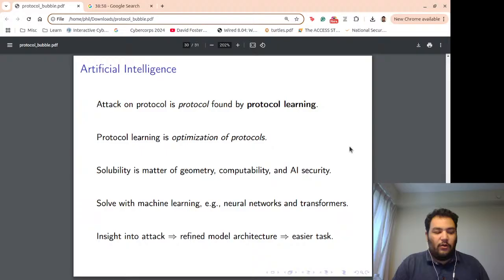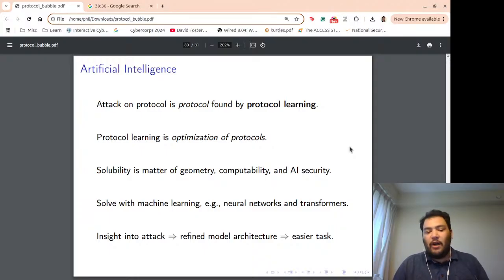Okay, so what have we done? We've shown that to attack a protocol, that attack is a protocol, and you can discover the strategically optimal attack with protocol learning. And there's a method to do this. Basically, protocol learning is picking one at random and then optimizing it. So it's basically an optimization problem that we solve with computers.